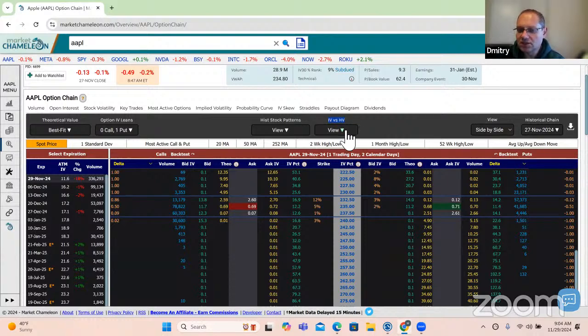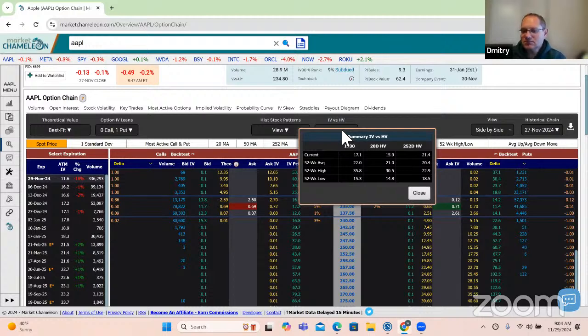When you click on it, you get this pop-up. In this pop-up, you have a table, and it gives us some benchmarks to compare the most current implied volatility versus historical benchmarks. Over here, you'll see the IV30 column. The IV30 column represents the implied volatility of a 30-day constant maturity option.